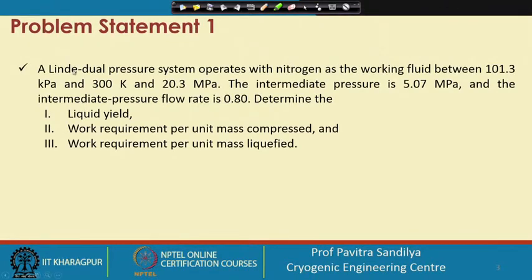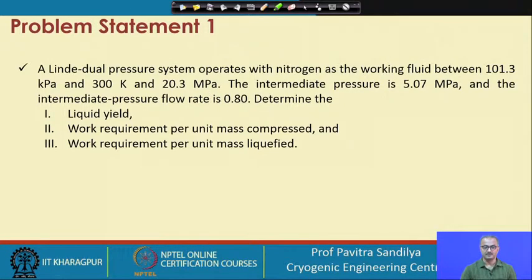Here we are given a Linde dual pressure system that is operating with nitrogen as the working fluid, and the lower pressure is about 101.3 kilopascal, that is about 1 atmosphere, and 300 K. It means that we are taking this nitrogen at the ambient condition, and this gas is now pressurized to about 20.3 megapascal, that means around 203 bar.